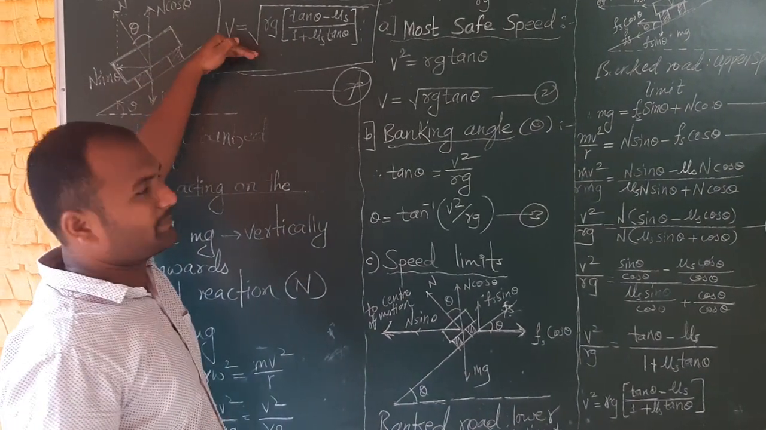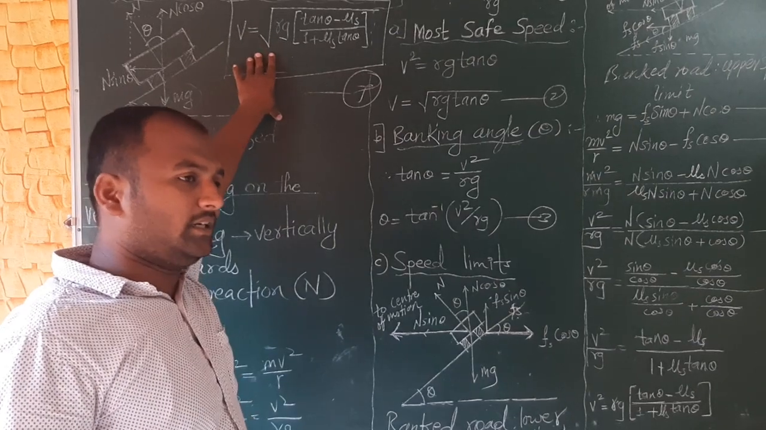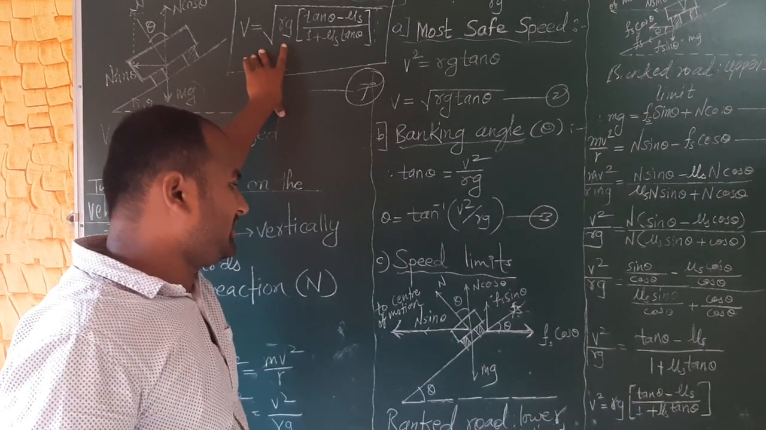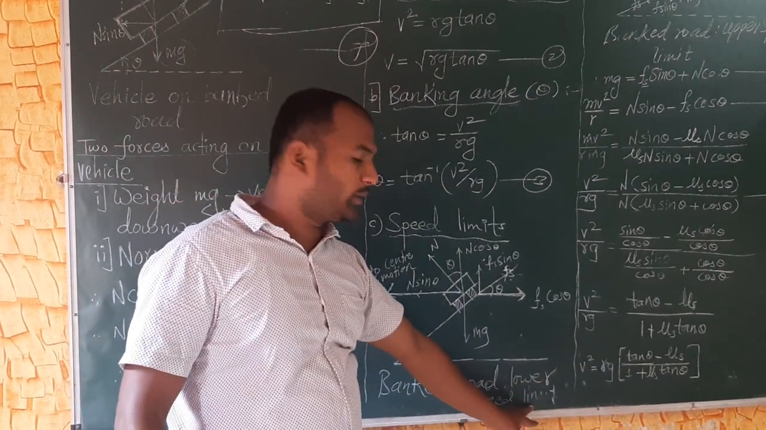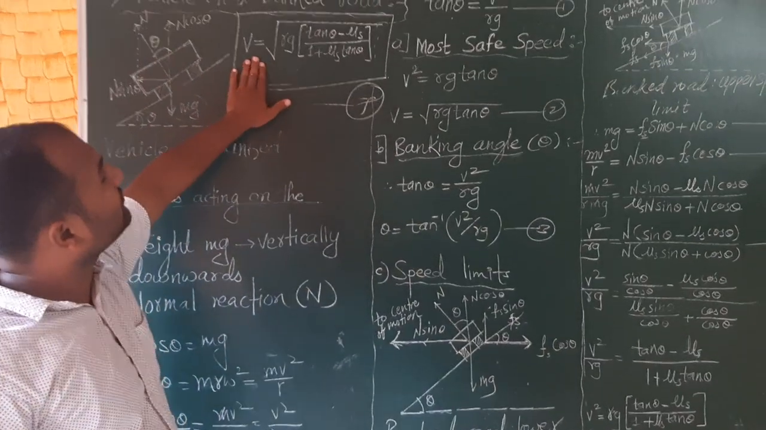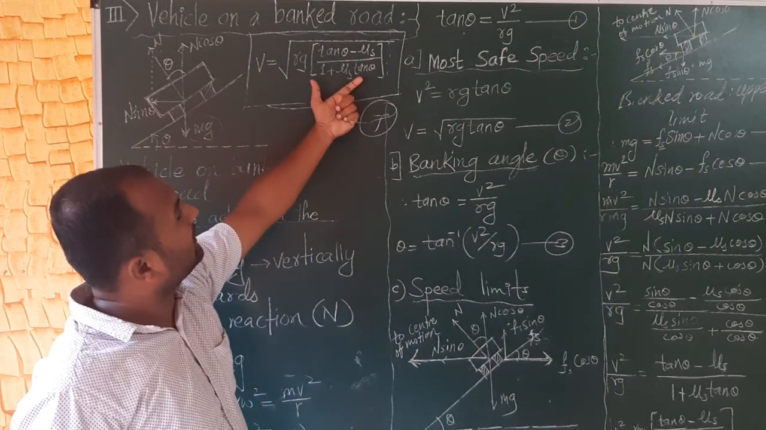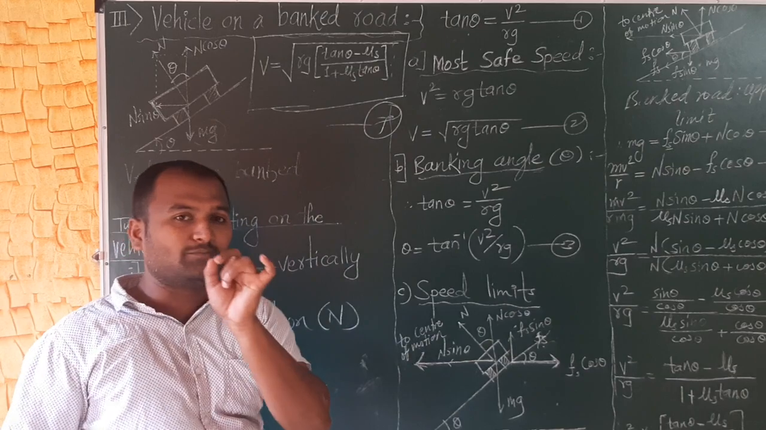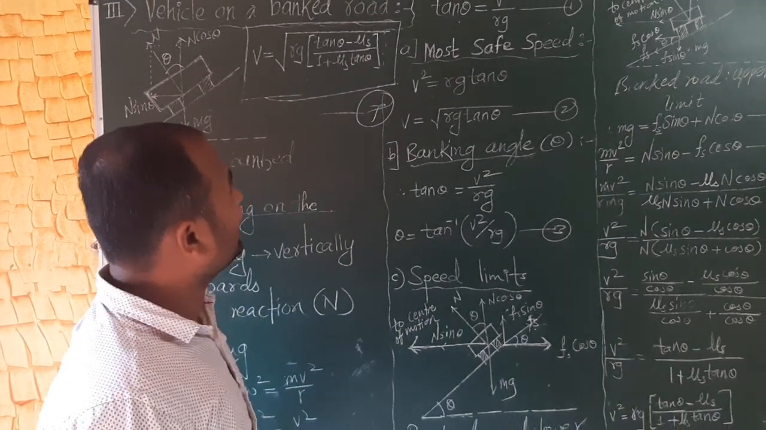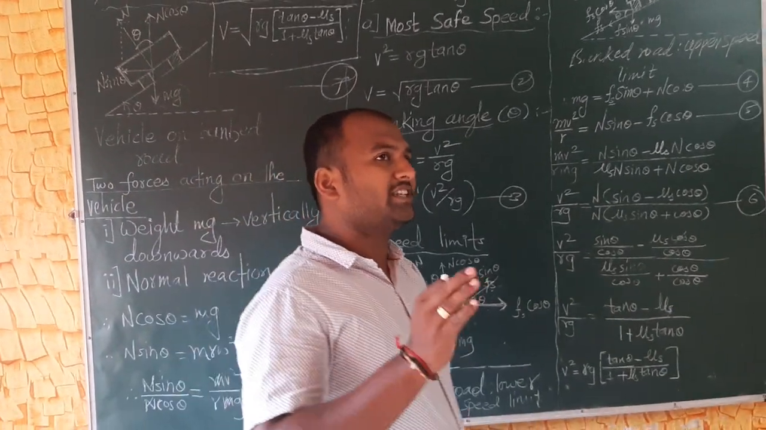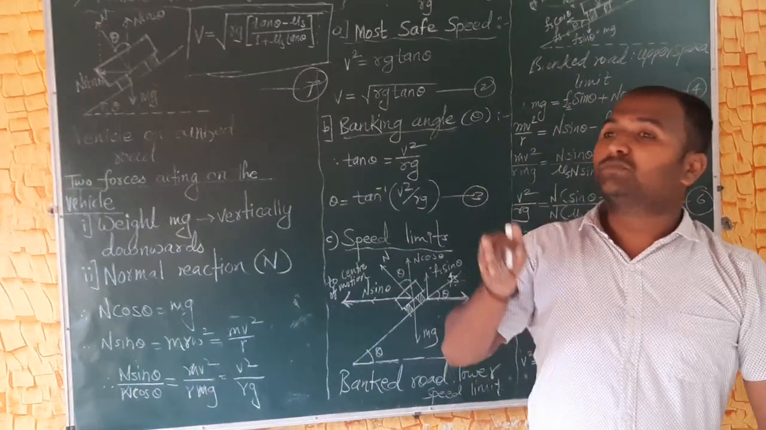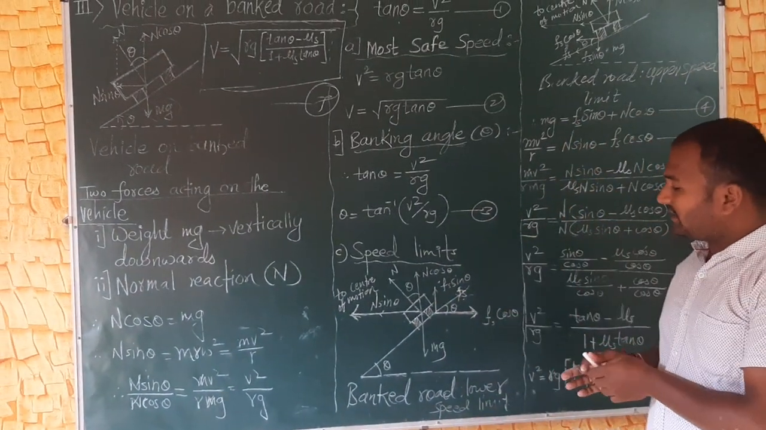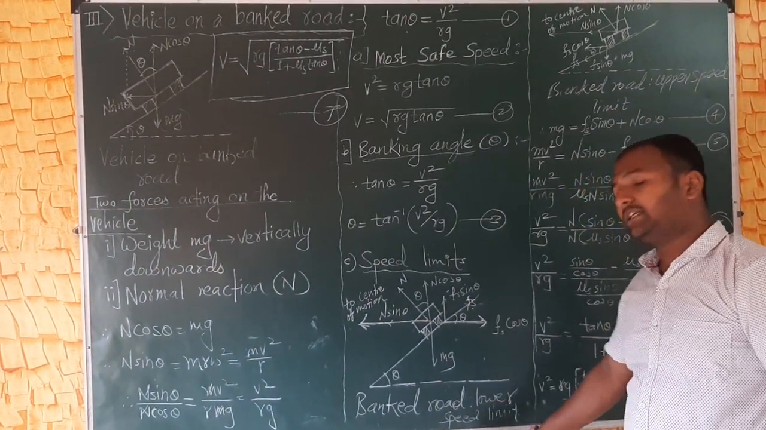By using this expression we find the maximum safe speed at the lower limit, that is v is equal to under root rg into bracket tan theta minus mu s upon 1 plus mu s tan theta. So this is the expression for the maximum safe speed of a vehicle moving on a banked road surface at its lower speed limit.